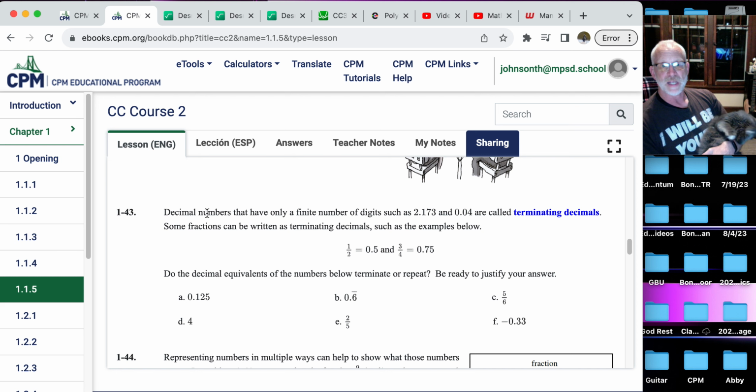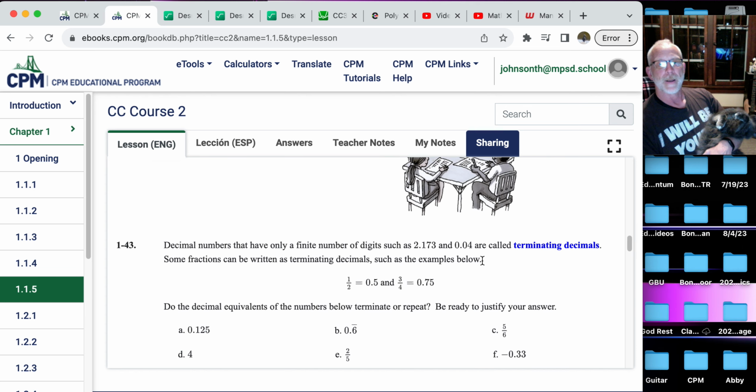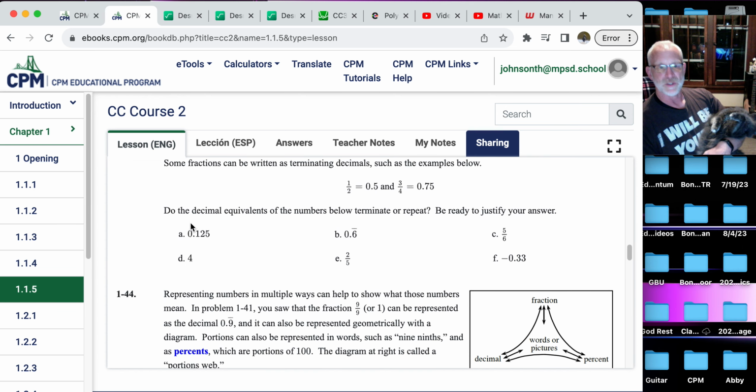Decimal numbers that have only a finite number of digits are called terminating. So if they stop, they're terminating. If they continue forever, they are repeating. And then they asked us, do these decimal equivalents of the numbers represent terminating or repeating? Okay, so we looked at those.